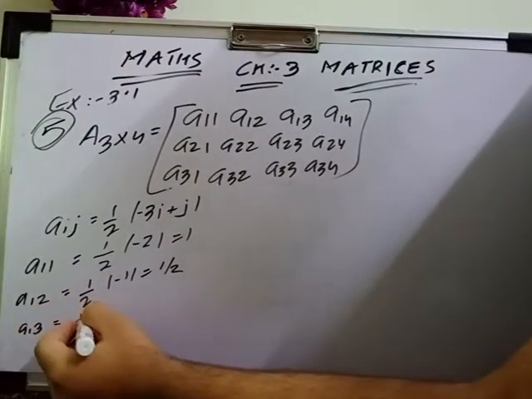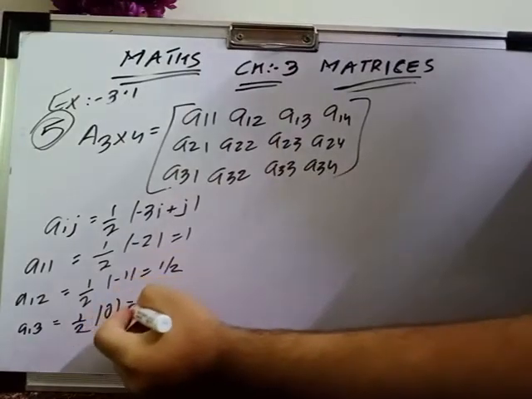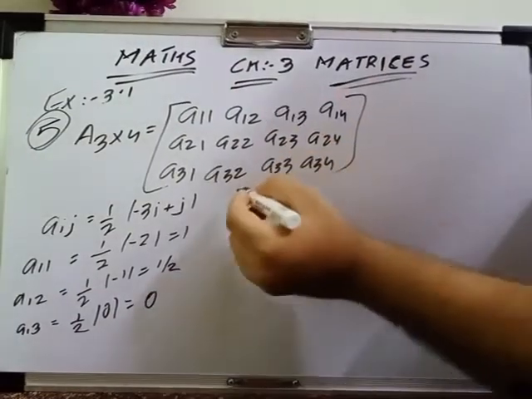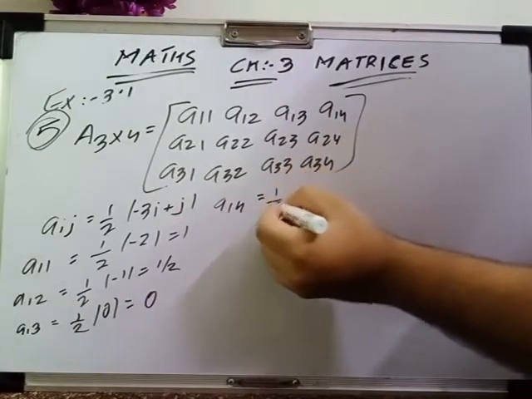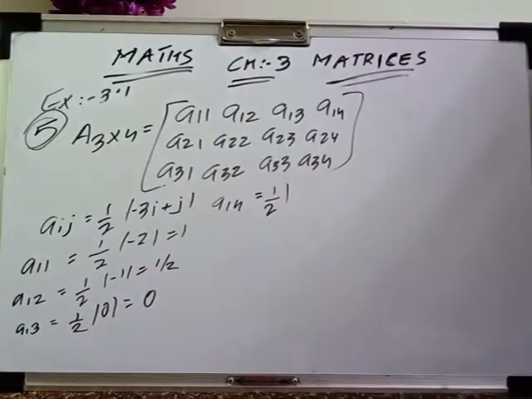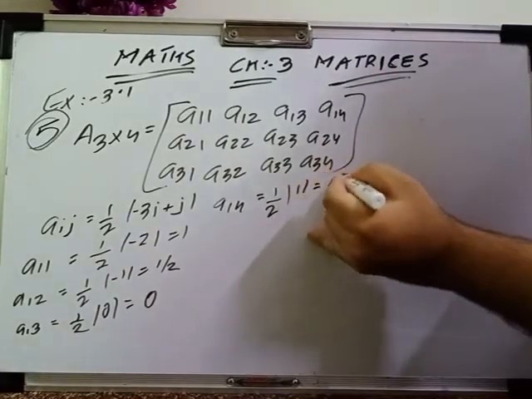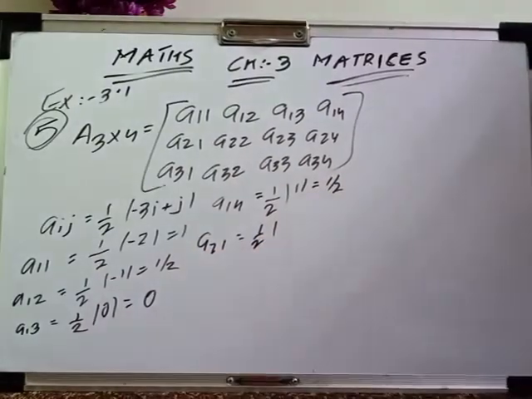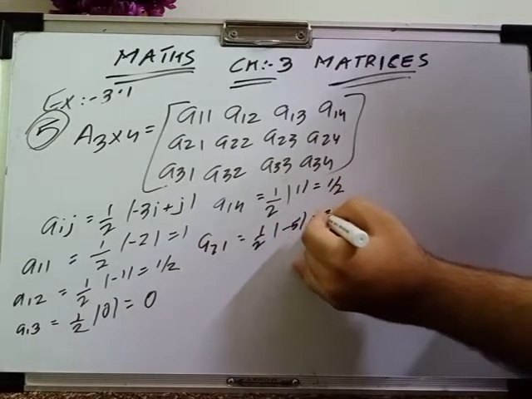A13, it will be minus 3 plus 3, 0, the answer will be 0, right? Let's find A14, right? I will keep i as 1 and j as 4, so minus 3 plus 4 will give me plus 1, it is 1 by 2. A21 will give me minus 6 plus 1, minus 5, but mod is there, so it will be 5 by 2.